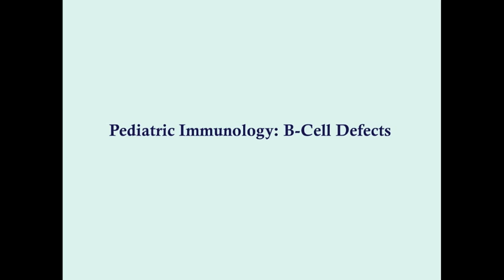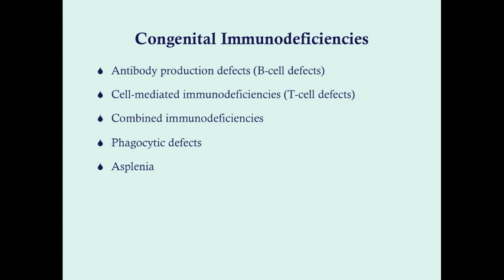We're going to talk in these slides about the B cell defects, which make up a good part of the primary immunodeficiencies that tend to show up in children. However, we're going to talk about one of these that can present in adults as well.